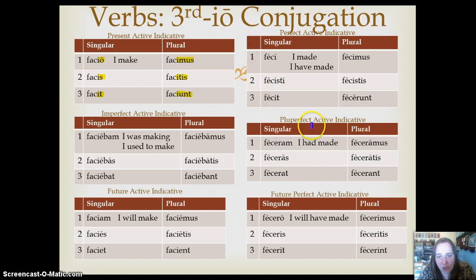Perfect, as always, functions like it always does. You take your 3rd principal part, remove the I, and then you add the ending. So feci, fecisti, fecit, fecimus, fecistis, fecerunt. All that's the same.